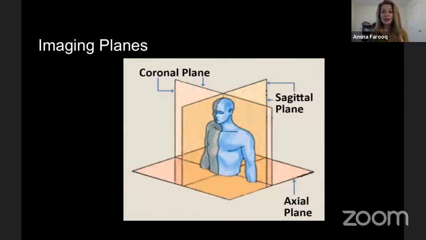And this is just a slide talking about imaging planes. So when you take a human anatomy class, they talk about the planes of the human body, right? So if you think about yourself going from the front to the back of your head, that's the coronal image, okay? And if you go from the right to the left side of your head, that's the sagittal plane. And if you go from the top to the bottom of your head, that's the axial plane. And these are the standard planes that we use for imaging as well.